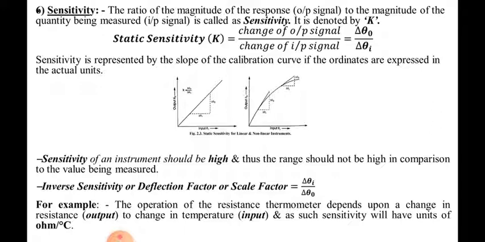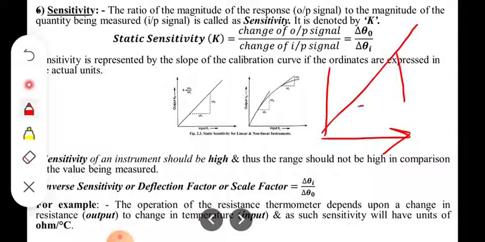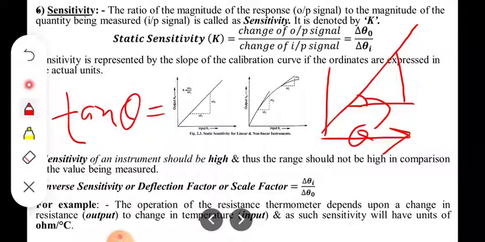So in this case we can observe the slope of this line. Here is the angle theta. Here the slope is tan theta, equal to the opposite side upon the adjacent side. This is the opposite side, and this is the adjacent side. So here the slope gives K equal to theta O upon theta I, meaning static sensitivity K equals change of output signal upon change of input signal.